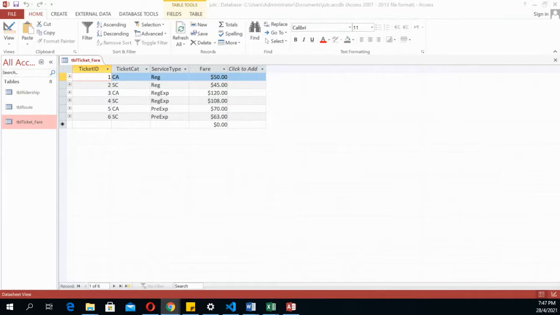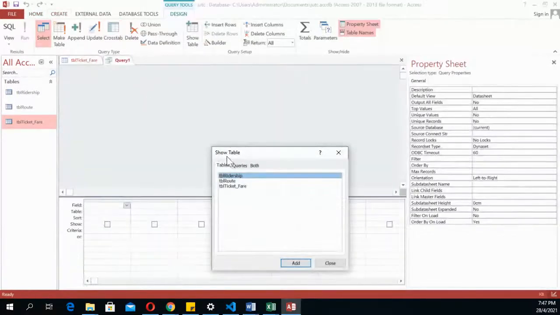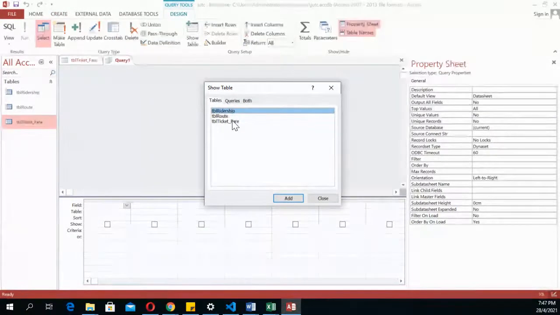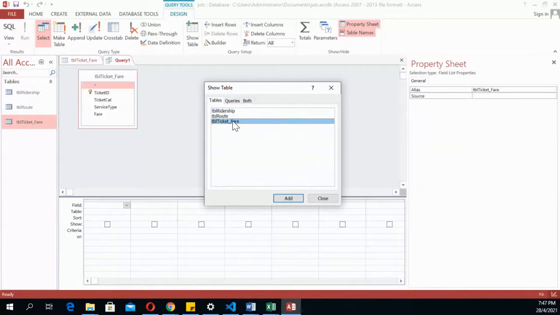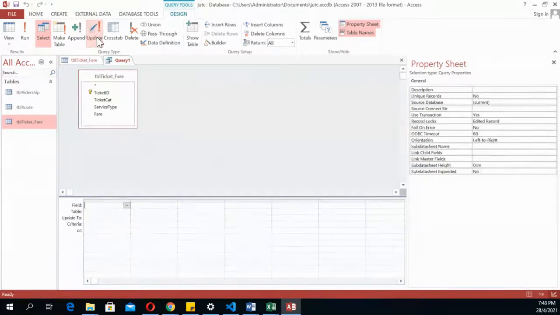Okay, so go in Create and then Query Design. Which table do we use? It's the ticket fare table, right? Then we go to the query type and change it to Update. Alright, which field are we trying to update?